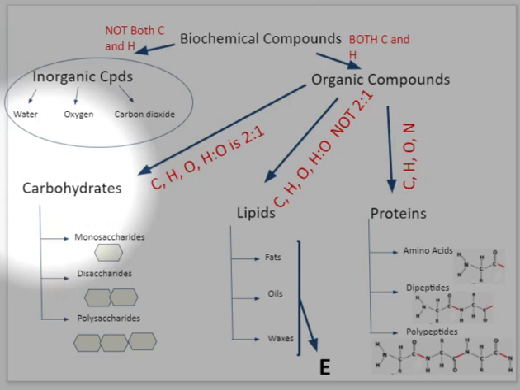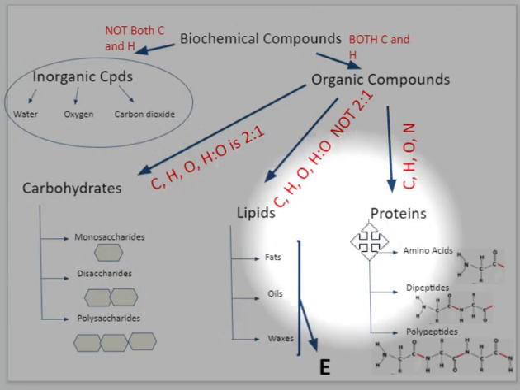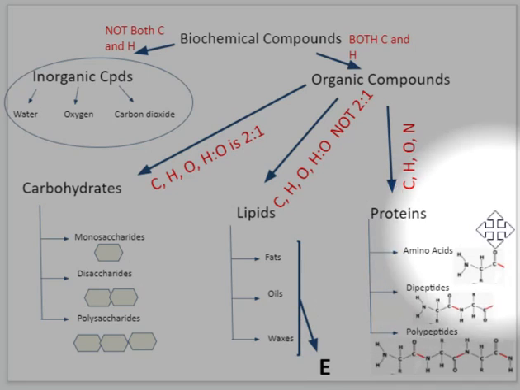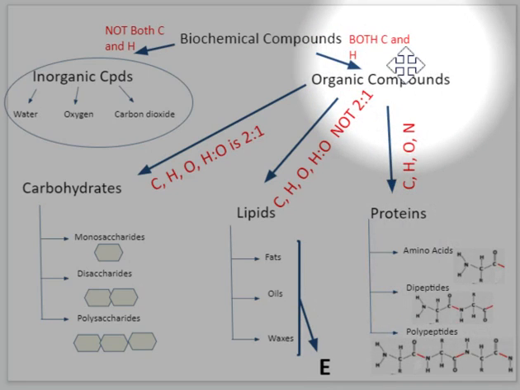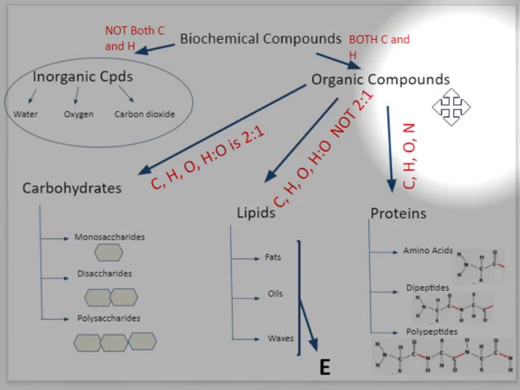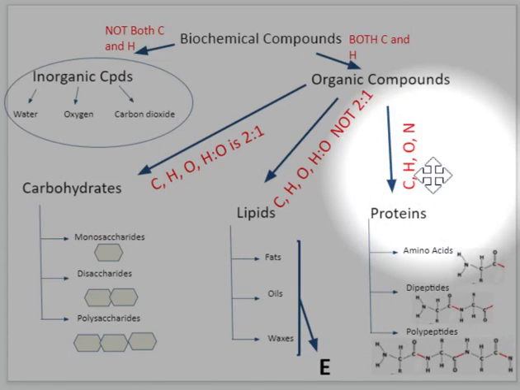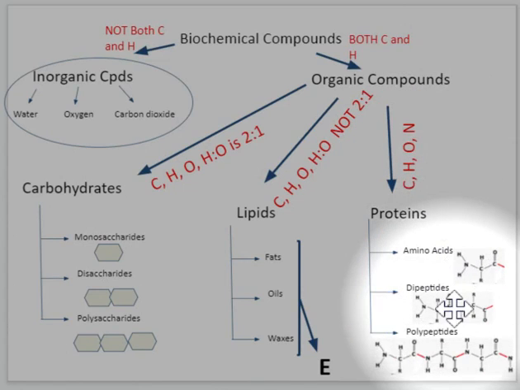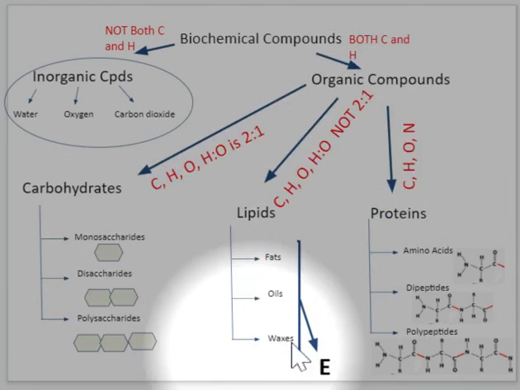You have three kinds, right? You have the carbohydrates, the lipids, and the proteins. So once you decide that it has carbon and hydrogen, you have to ask yourself, is it a carb, a lipid, or a protein? Well, we can get the protein set aside really quickly because if the molecule has an N, you're automatically in the protein category. If you don't, then you're either a carbohydrate or a lipid.